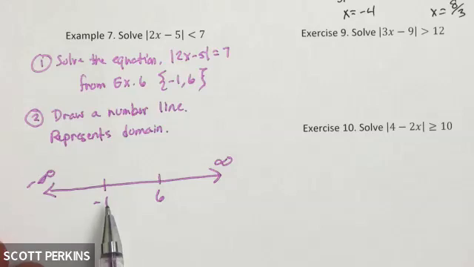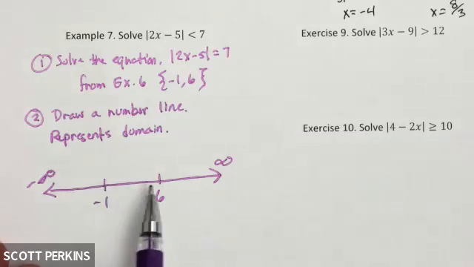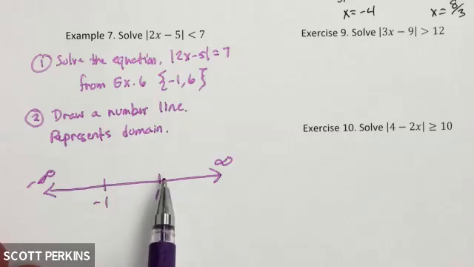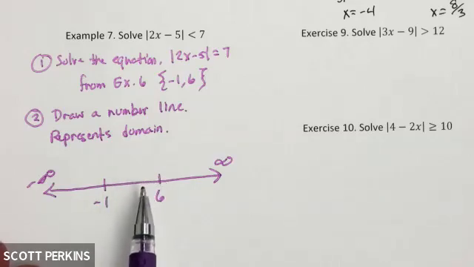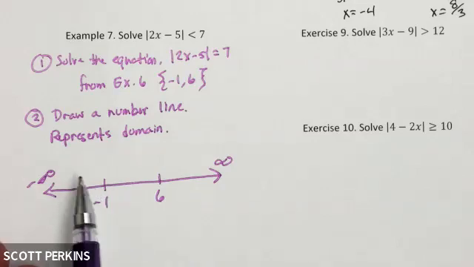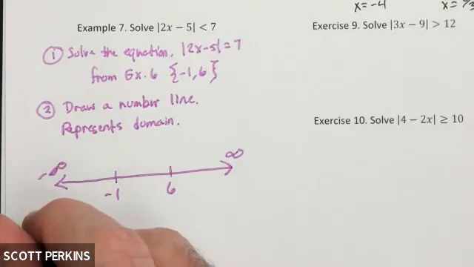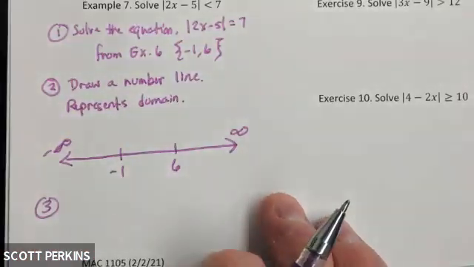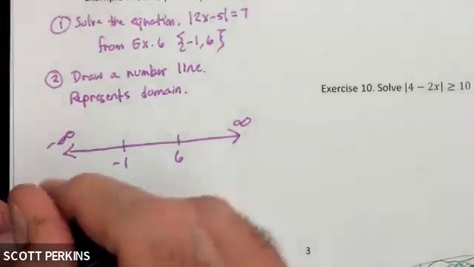And if my graph is equal to 7 at both of these points, then it stands to reason that the graph has to be either above or below 7 in each of these intervals, because there's no other places where it's equal. So now what you do, this is step 3. Step 3 is you're just going to test the intervals.